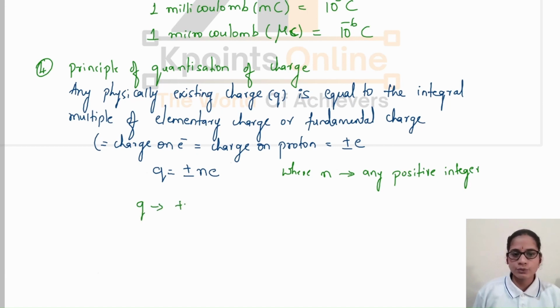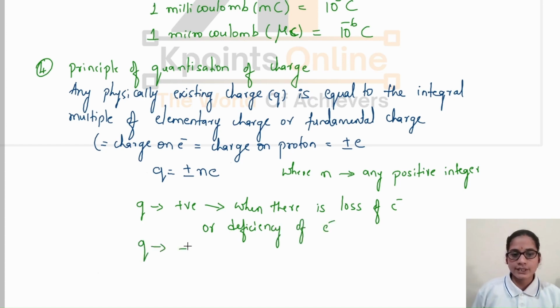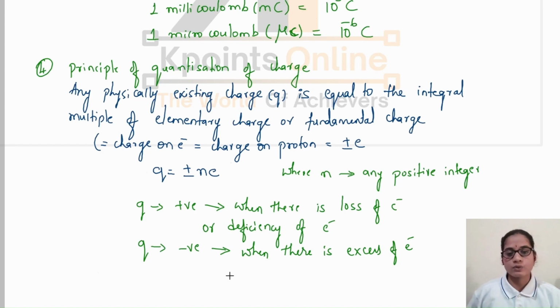Q is positive when there is loss of electrons or deficiency of electrons. Q is negative when there is excess of electrons or gain of electrons.